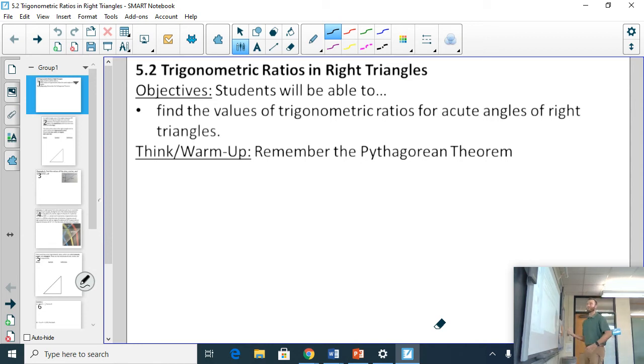All right, guys, welcome back. And today we are going to be going into 5.2, which is trigonometric ratios in right triangles.